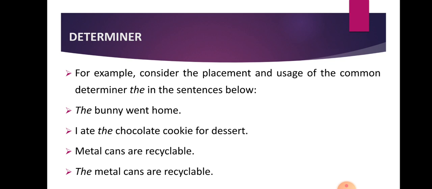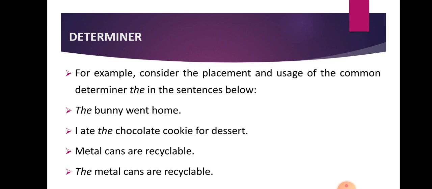Here, what is the noun? Bunny, right? Here, the determiner is placed before the noun or noun phrase. Got it? So, regardless of whether the noun is in the subject or predicate, we use this determiner in front of the noun. Look at the second example. I ate the chocolate cookie for dessert. What is the noun here? Cookie. And what is the adjective that is describing the noun cookie? Chocolate. Here, we are using the determiner, the word the, in front of the adjective. It comes before the adjective that describes the noun cookie.